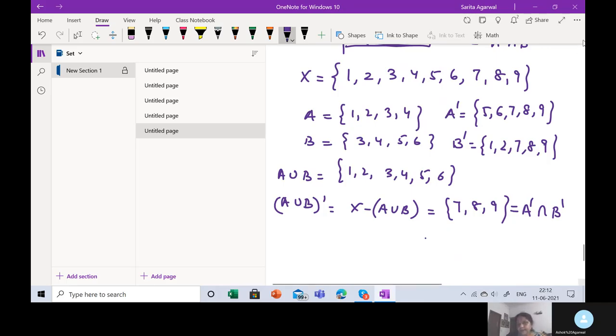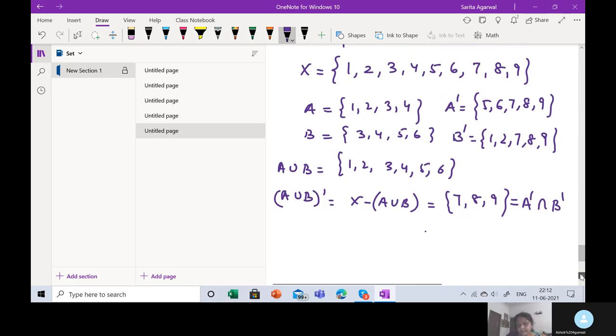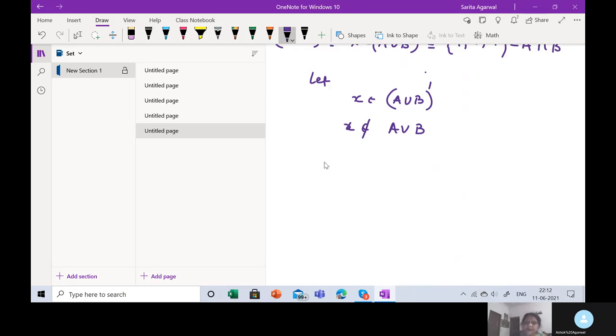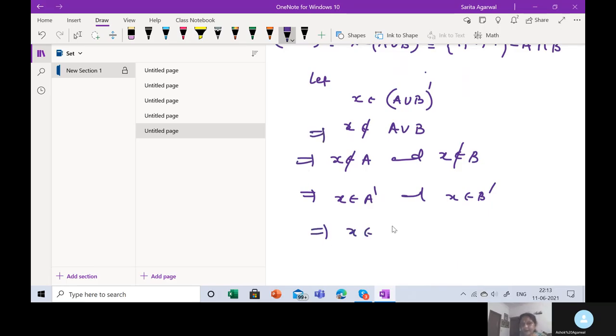Now logically. Let X belong to (A union B) complement. Means X does not belong to A union B. That means X is not in A, because if it is not in the union, it is neither in A nor in B. X does not belong to A and X does not belong to B. Right? It means that X belongs to A complement and X belongs to B complement, which means that X belongs to A complement intersection B complement.